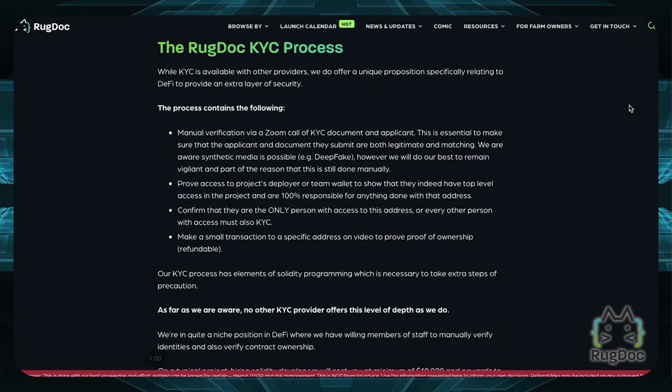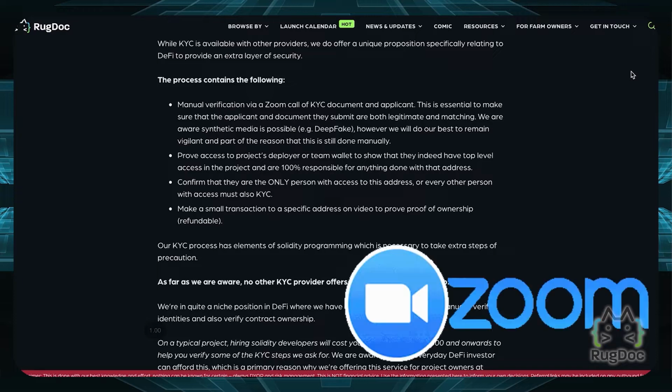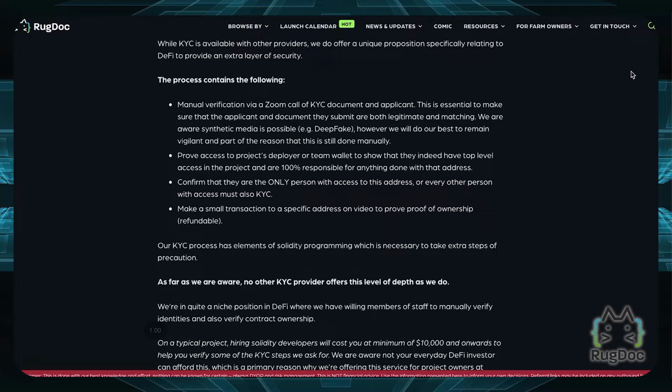While KYC is available with other providers, we do offer a unique proposition specifically relating to DeFi to provide an extra layer of security. Our process contains the following. First, there is a manual verification via a Zoom call of KYC documents and the applicant. This is essential to make sure that the applicant and document they submit are both legitimate and matching. We are aware synthetic media is possible, such as DeepFake. However, we will do our best to remain vigilant, and that's part of the reason why this is still done manually.